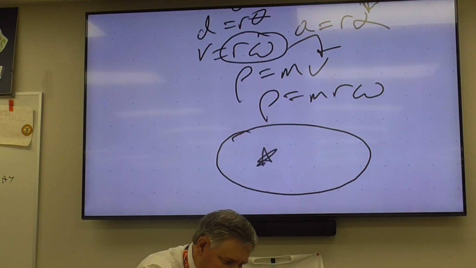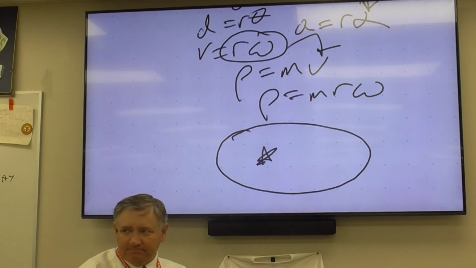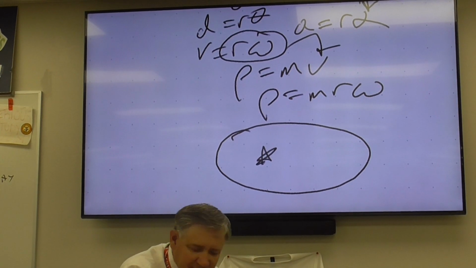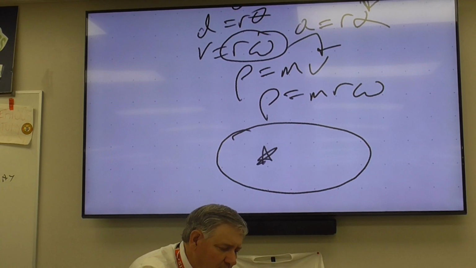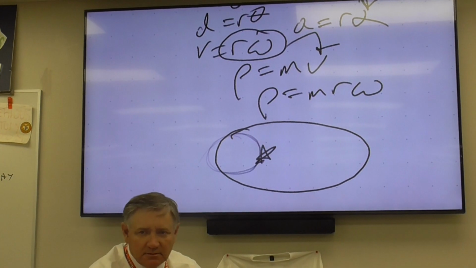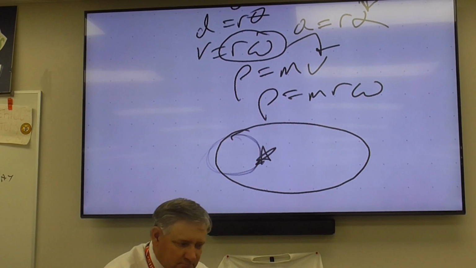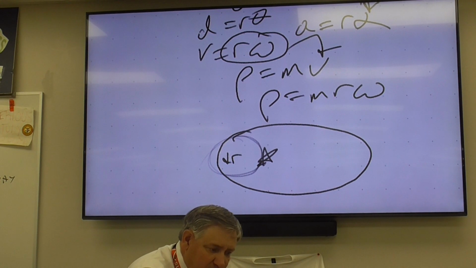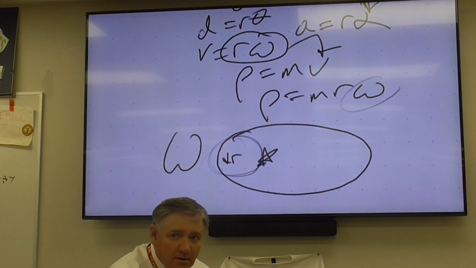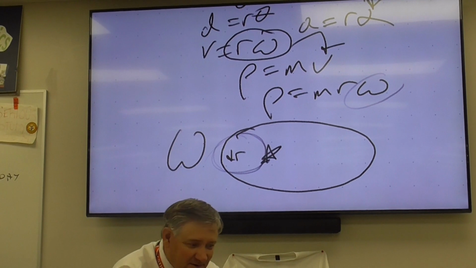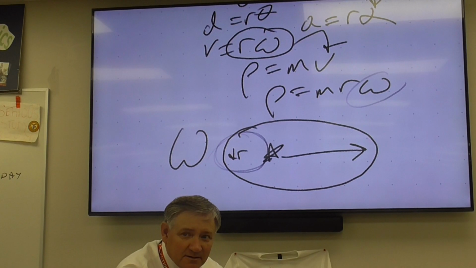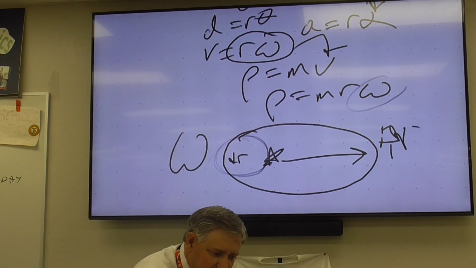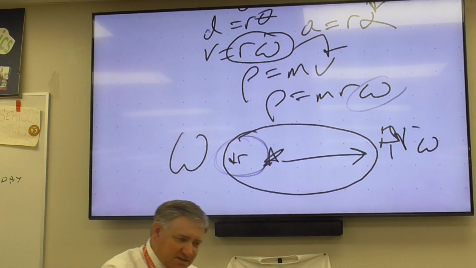Now, let's look at a planet moving in an elliptical orbit. What do you know happens when it gets closer? It goes faster. So you have a small radius, but then you'd have a greater omega. Out here, you have a big radius, small omega. Big R, small omega.